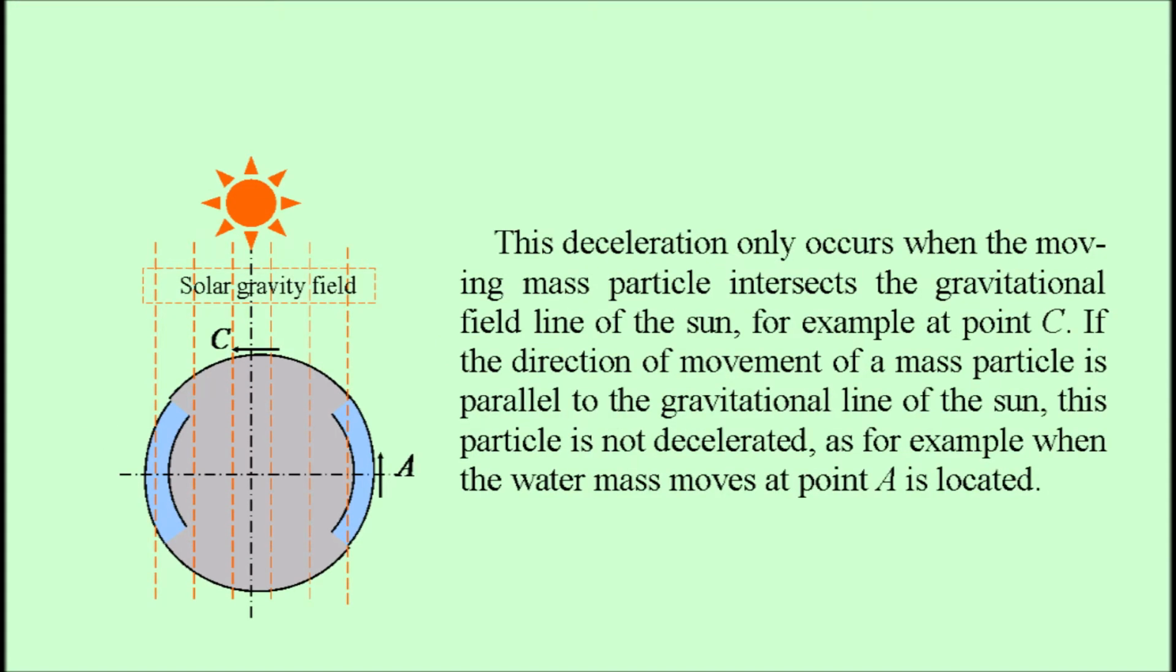This deceleration only occurs when the moving mass particle intersects the gravitational field line of the Sun, for example at point C. If the direction of movement of a mass particle is parallel to the gravitational line of the Sun, this particle is not decelerated, as for example when the water mass is located at point A.